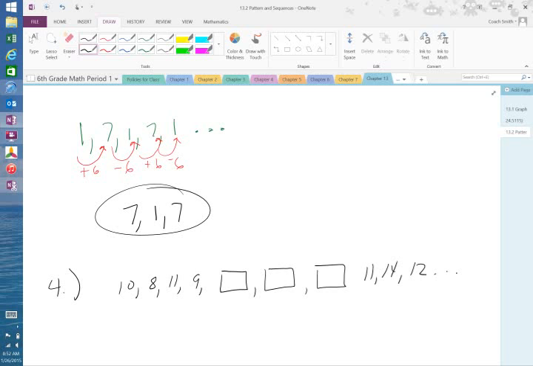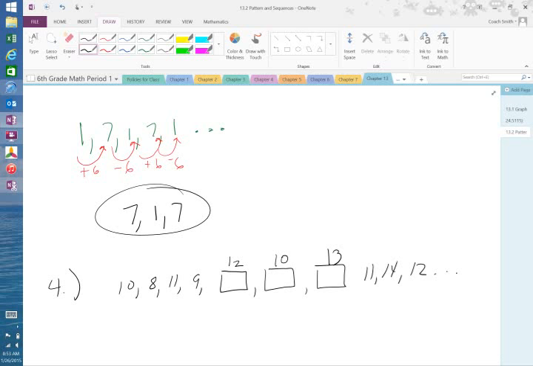Who has my 3 numbers for me? Noah, what's the first number? 12. That is correct. Jonah, what's the second number? 10. That is correct. Brandon, what's the last number? 13. That is correct. Now, the bigger question is, who can tell me the pattern?